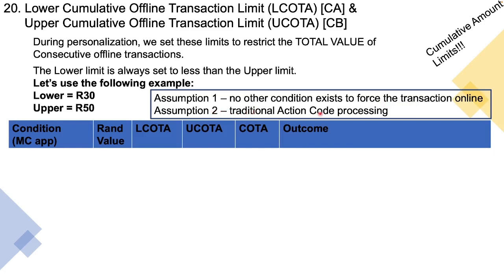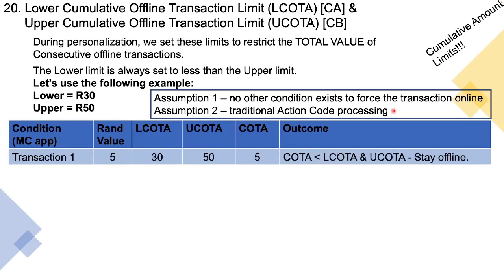And assumption 2 is traditional action code processing, similar to the previous discussion. So less than the lower value, stay offline. Between the lower and upper value, try to go online. But if you can't go online, we could still approve it offline. And if you breach the upper limit, then you have to go online or we decline.